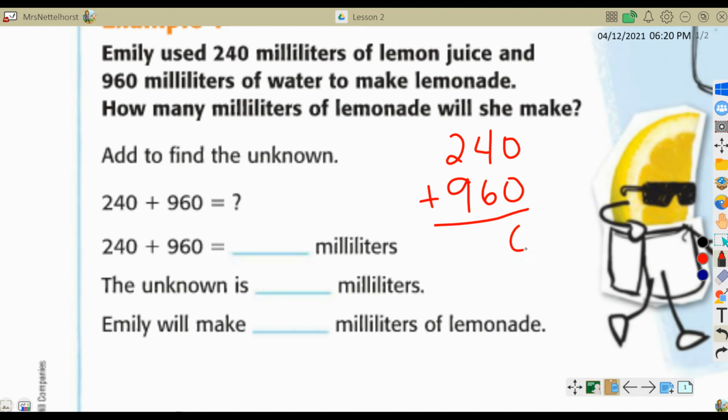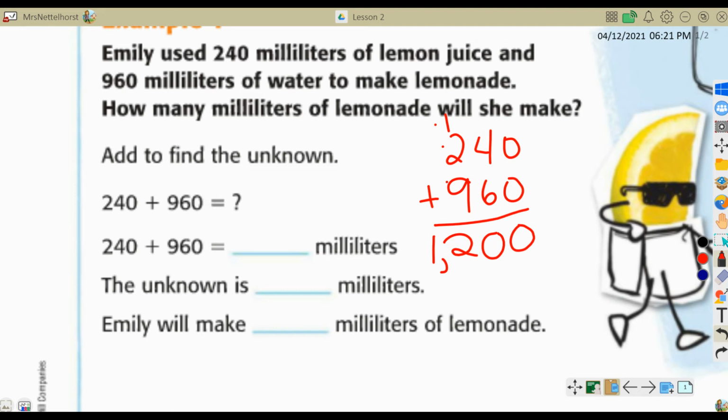0 plus 0 is 0. 4 plus 6 is 10. So 40 plus 60 is 100 actually. So we put down the 0 that's in the tens place. We carry the 1 that's in the hundreds place. I see a 10 here. 9 plus 1 is 10. 2 more is 12. Because I have a thousands place, I need to put a comma after it.